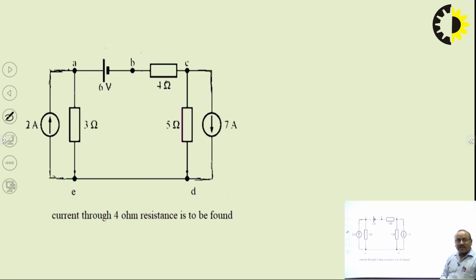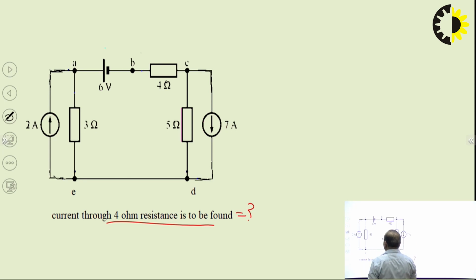Another example we can see, like in this circuit, we are to find the current through the 4 ohm resistance in this circuit. That we are to calculate. This is 3 ohm. This is a 6 volt battery with positive terminal and negative terminal. This is 4 ohm. This is 5 ohm. This is a 7 ampere current source. This is a 2 ampere current source.